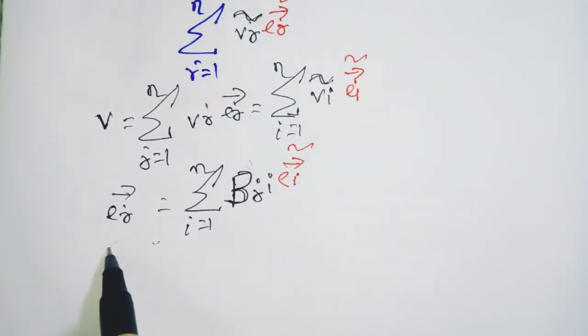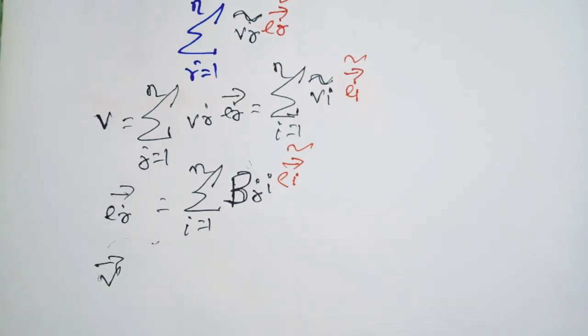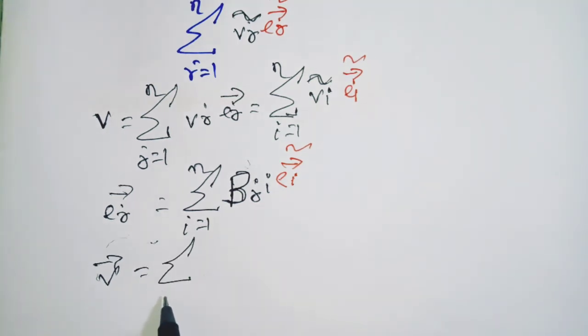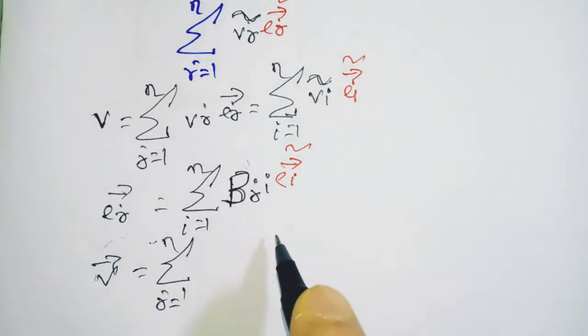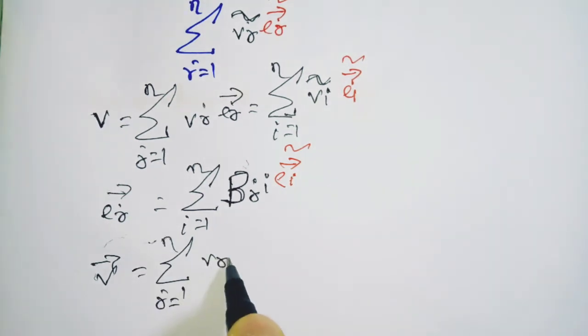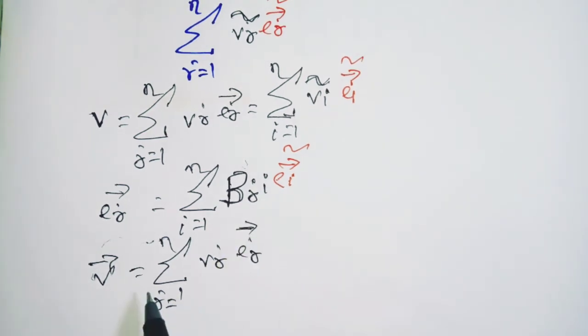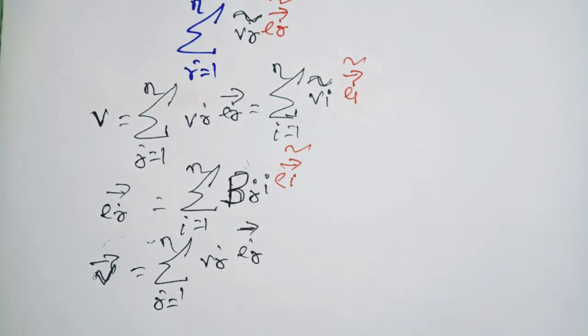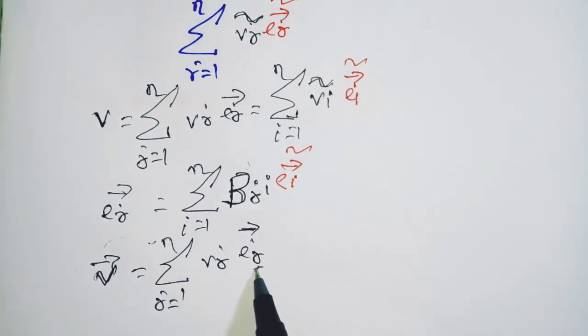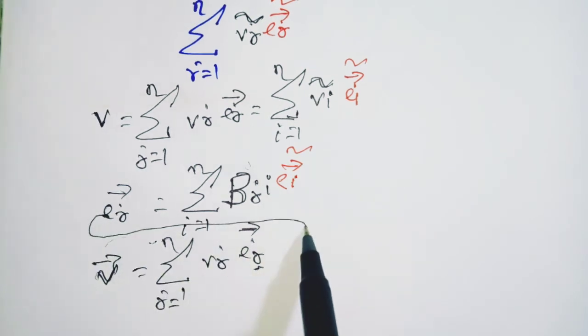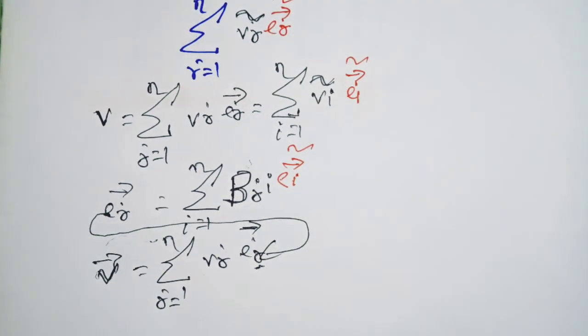Now what is our old basis? We are taking v as the old component, so we put j equals 1 to n, vj ej, right. This is basically our old component. Now you see here, this ej and this ej are the same, which means I can substitute this one over here. This ej will get substituted.